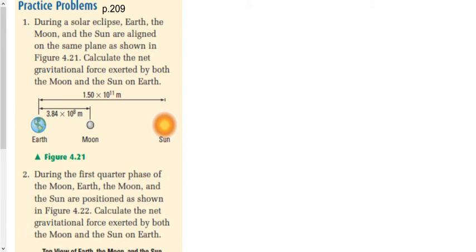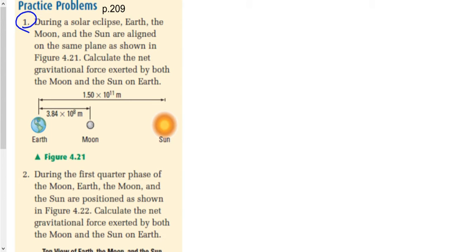Okay, let's take a look at the homework that you had here now. Question number 1 was the one that I said you've got to do, and question number 2 was that challenge question that I threw out at you. Number 1 says, during a solar eclipse, the Earth, the Moon, and the Sun are aligned in the same plane as shown in the diagram below. Calculate the net gravitational force exerted by both the moon and the sun on the Earth.